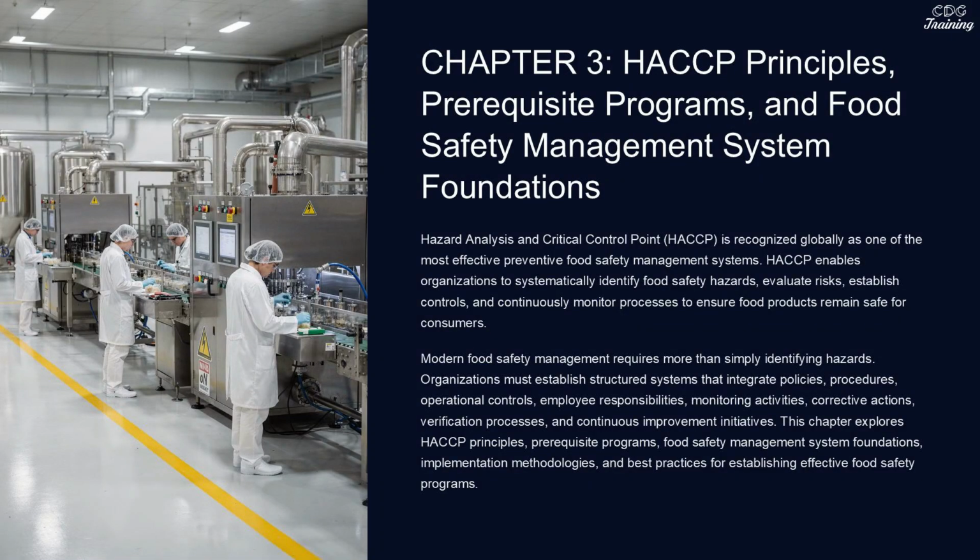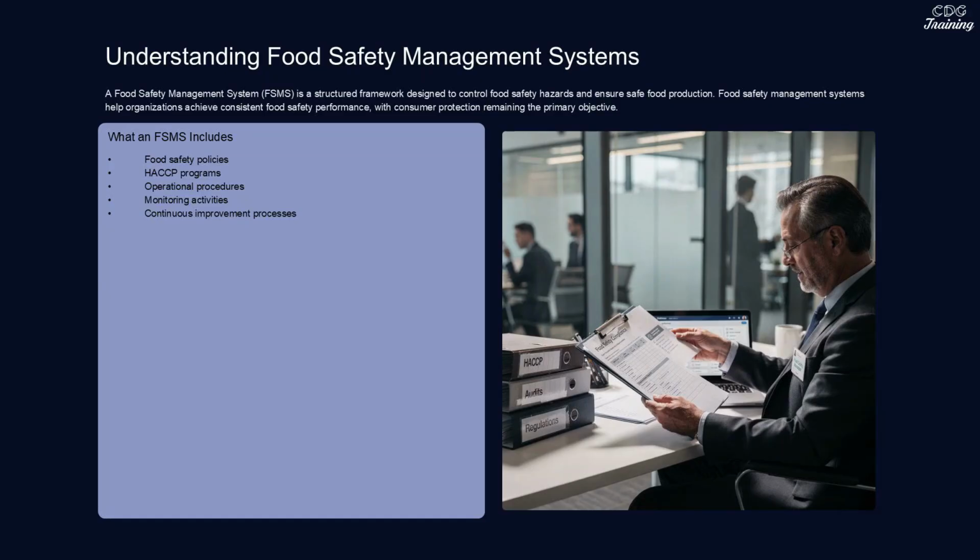Modern food safety management requires structured systems to manage these risks effectively. A food safety management system, or FSMS, is a structured framework designed to control food safety hazards. It ensures safe food production by maintaining consistent safety performance. Key components include food safety policies, HACCP programs, and continuous improvement processes.